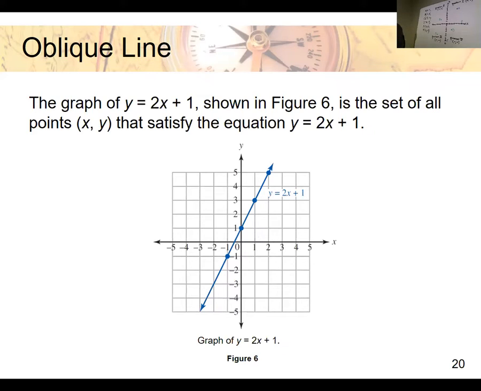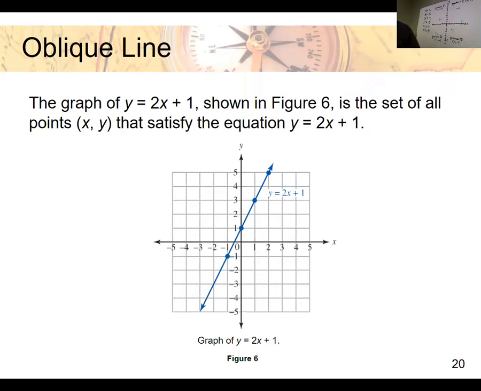And then we plot those on the coordinate plane. So for (-1, -1), to the left 1 and down 1. (0, 1), we stay at 0, but go up 1. For (1, 3), to the right 1 and up 3. And then for (2, 5), to the right 2 and up 5. So we connect those points, and that does form the straight line of y equals 2x plus 1. Notice that it is oblique because it's not a horizontal line, nor is it a vertical line.